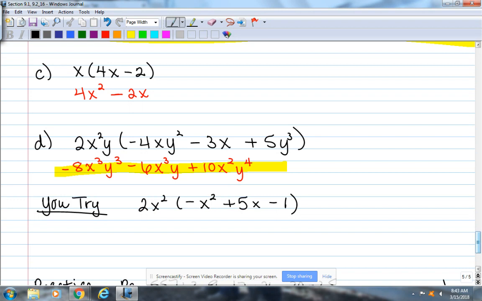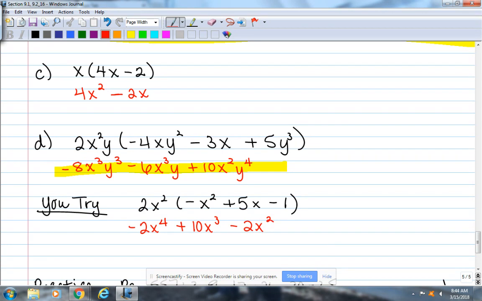All right, y'all help me work it, please. What did you get when you multiplied 2x squared times negative x squared? Negative 2x to the fourth. Everybody good on that one? So what did you get when you multiplied 2x squared times 5x? 10x to the third power. Very good. And what did you get for 2x squared times negative 1? Yeah, it just changed the sign, didn't it? So negative 2x squared. So raise your hand if you got that for your polynomial.